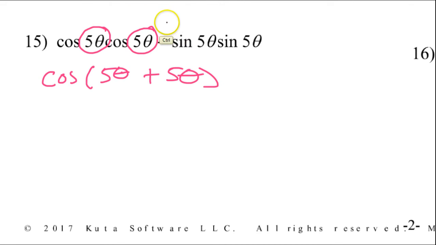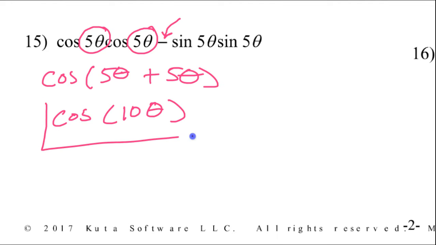Cosine, cosine minus sine, sine. That is the cosine formula, where the two angles involved are 5 theta and 5 theta. That's a little weird. Anyway, so this will just be the cosine of 5 theta plus 5 theta. Remember that cosine changes the sign. So if this starts off as subtraction, then it will become addition. Anyway, this will simplify down to the cosine of 10 theta. And that's all we can do with that. So that's the final answer.